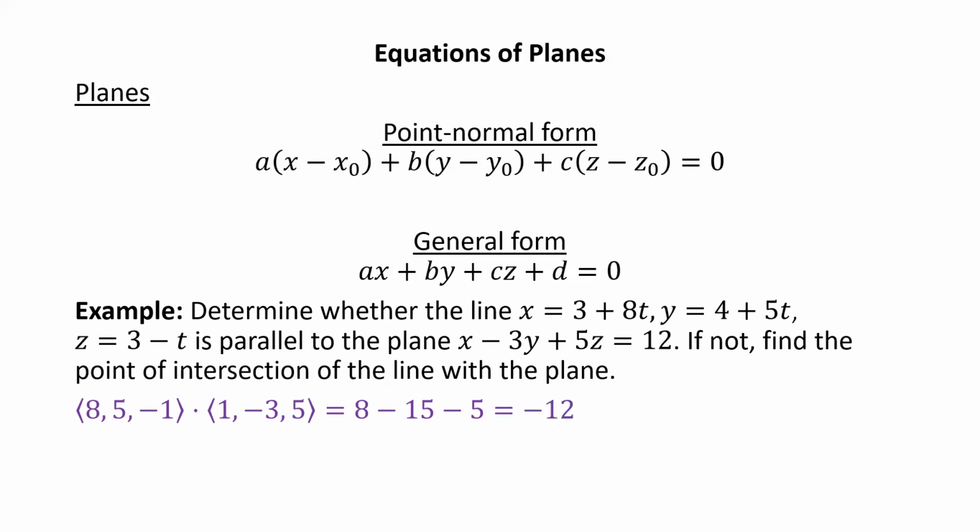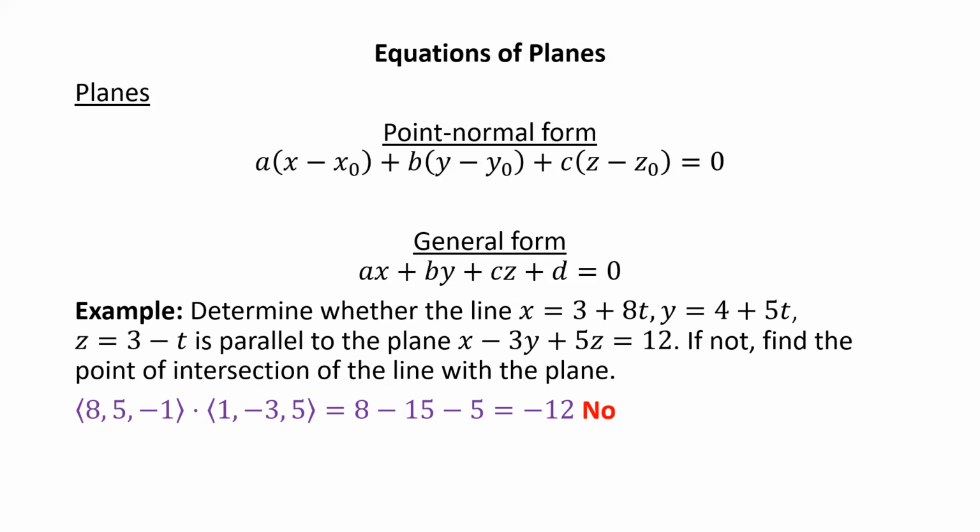Add those up, and we get negative 12. That's not 0, so the two vectors are not orthogonal, and therefore the line is not parallel to the plane. So it follows that the line is going to intersect the plane. So how do we find the point of intersection?